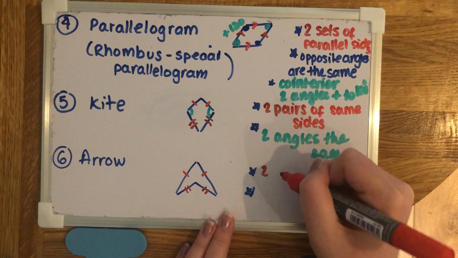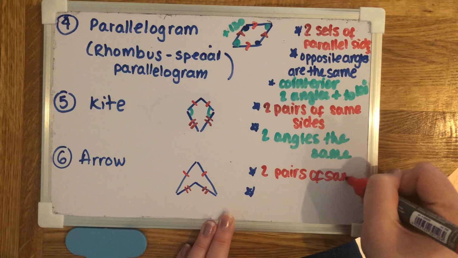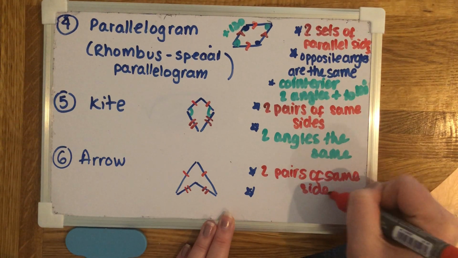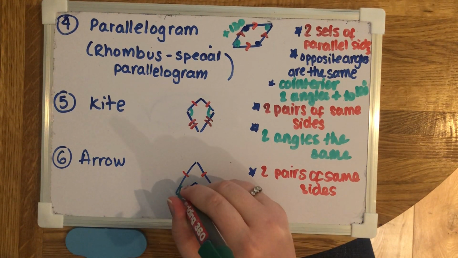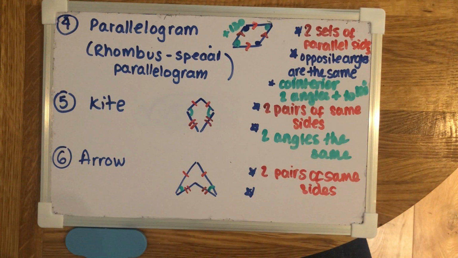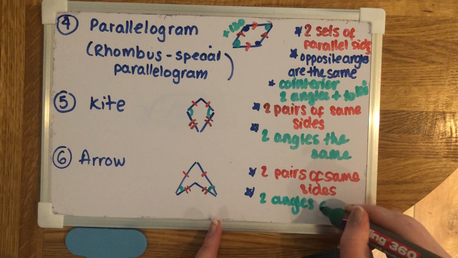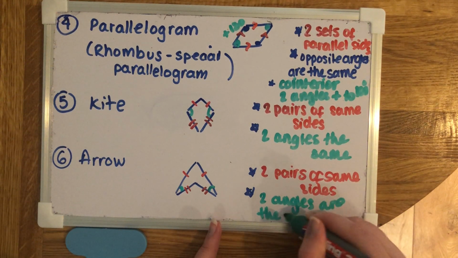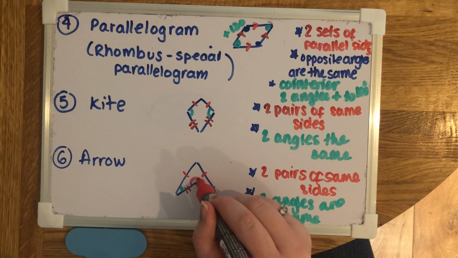So we've got two pairs of same sides. Again, no parallel lines at all. Because the sides are the same, those two angles are the same. Two angles are the same. Now, one special thing about this one, which generally comes up, is this angle here.